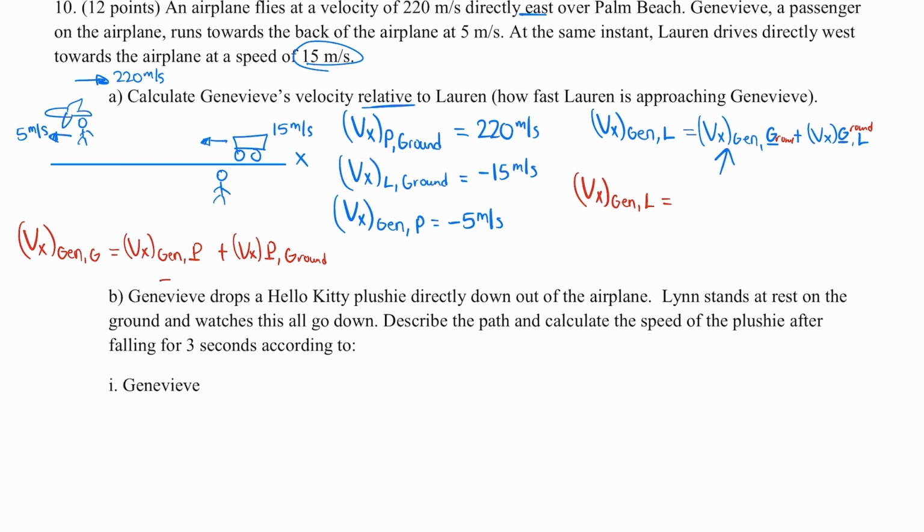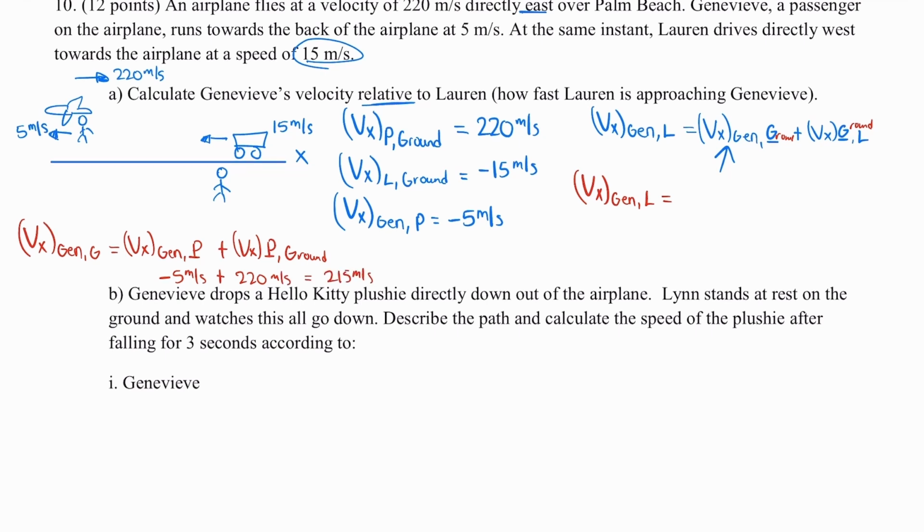Well, I know what that is, -5 meters per second. And I'm adding to that the velocity of the plane with respect to the ground. Well, that's 220 meters per second. So here I'm going to get 215 meters per second for that. So I know what this is, 215 meters per second. And what I'm adding to that is the velocity of the ground relative to Lauren.